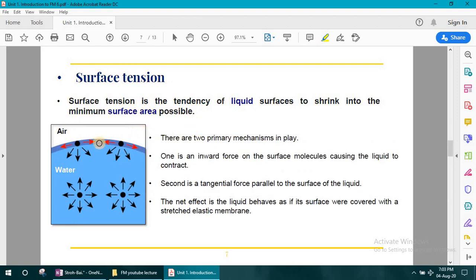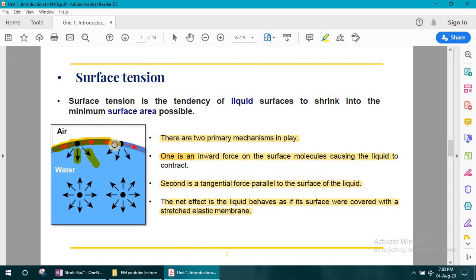So I have explained this whole part, but I will show you there are 2 primary mechanisms. One is that the water molecules are forced inside because of the other water molecules, as represented by these arrows, and second is the tangential force parallel to the surface of the liquid. So these are the tangential forces. The net effect is that the liquid behaves as a surface which is covered with a stretched elastic membrane.